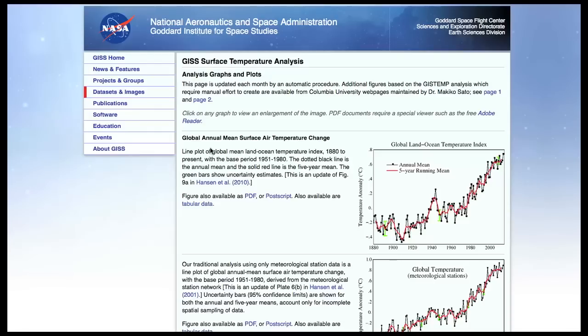Yes, not measured, calculated, because of course it has to be constructed. You can't just go outside and look at a thermometer and see the global average temperature. It has to be constructed, and it's constructed from, well, here's the GISS surface temperature analysis from the NASA Goddard Institute. And this is one of the main temperature data sets from which the global average temperature is calculated.